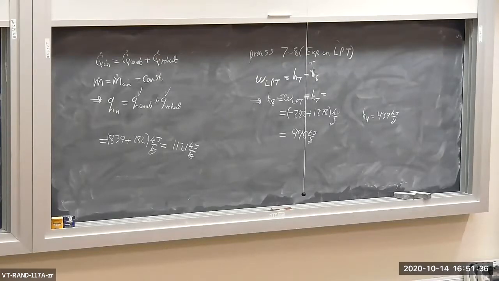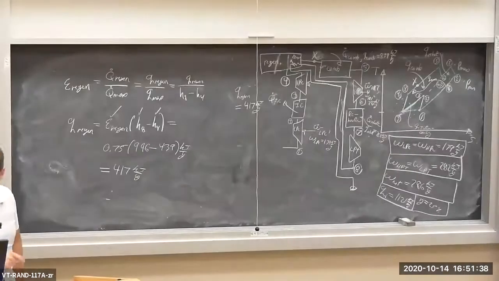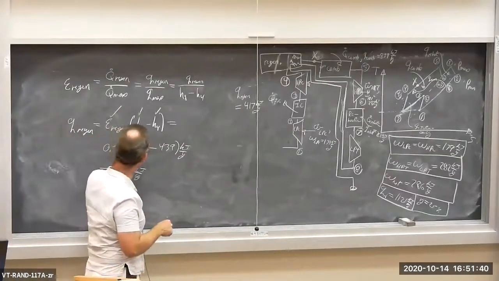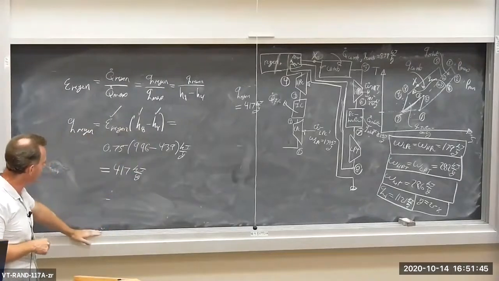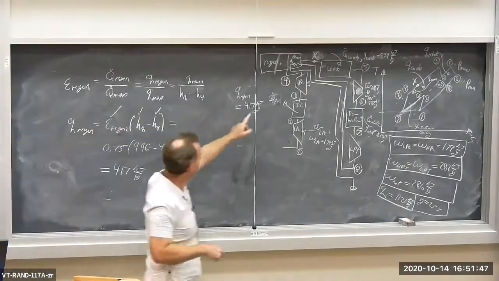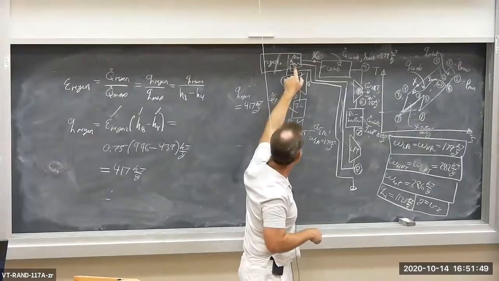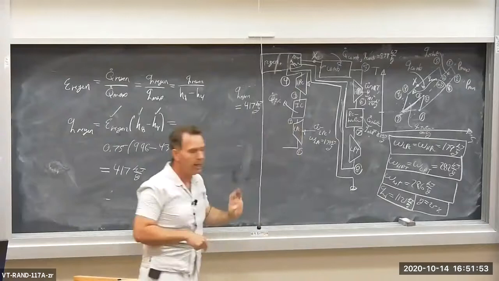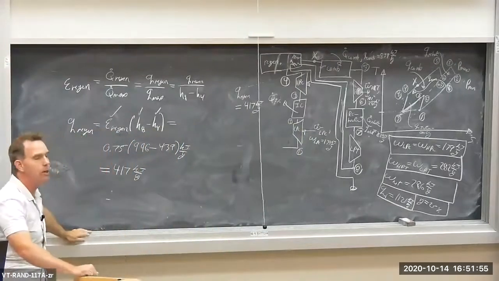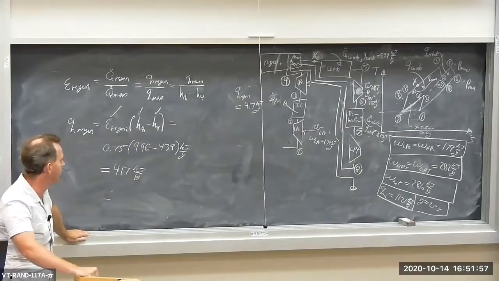Oops, sorry about that. Just plugged in for H8, H4, and the regenerator effectiveness. 417 kilojoules per kilogram is the heat transfer from the hot LPT exit gas into the cool HPC exit to preheat the air. Okay?